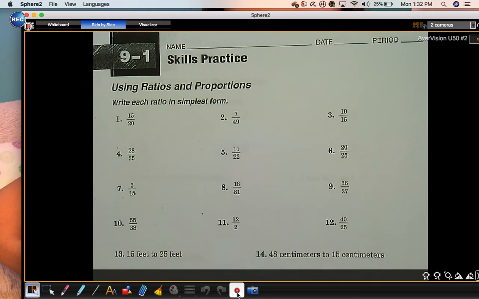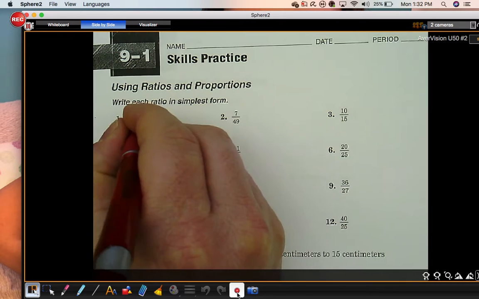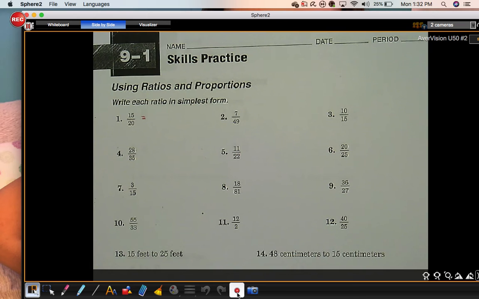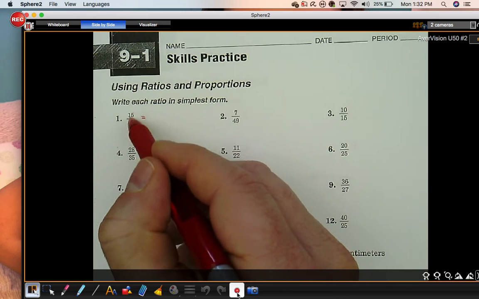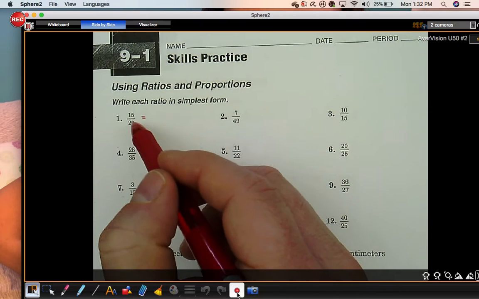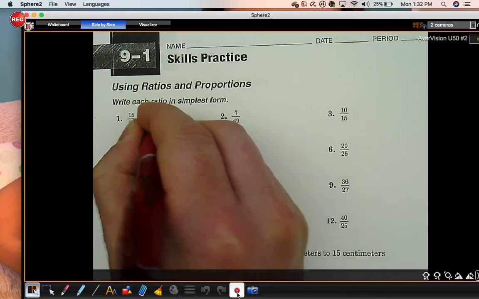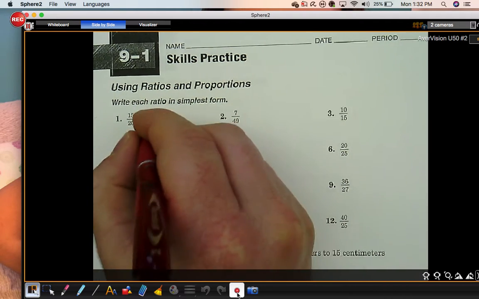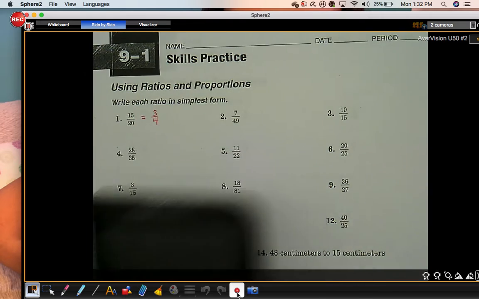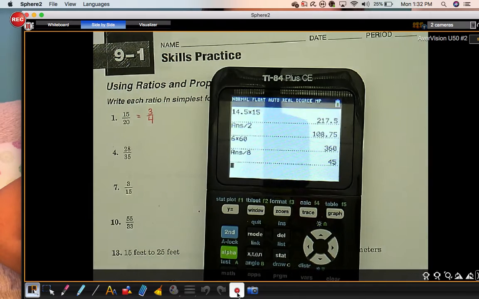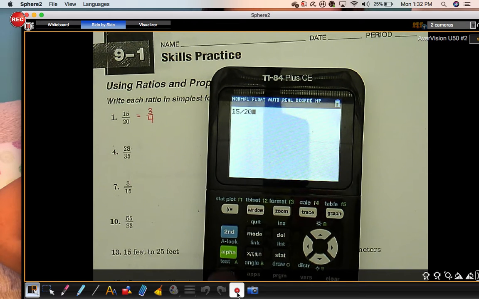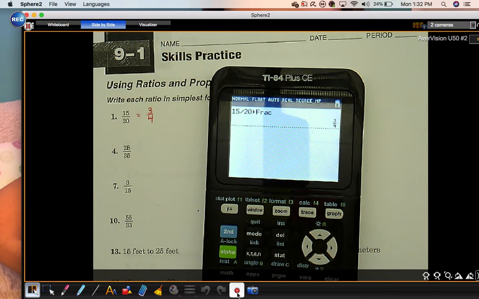So 15 to 20 is not simplified. You could do this in your head. What number goes into both of these? I think a lot of us know that 5 does. 5 goes into 15 3 times, and 5 goes into 20 4 times. 15 divided by 20 is the same thing as 3/4. That's how you use your calculator to check your work.